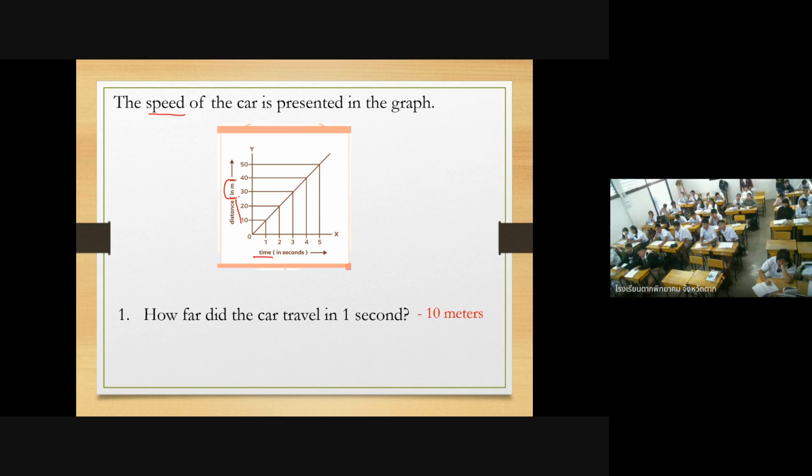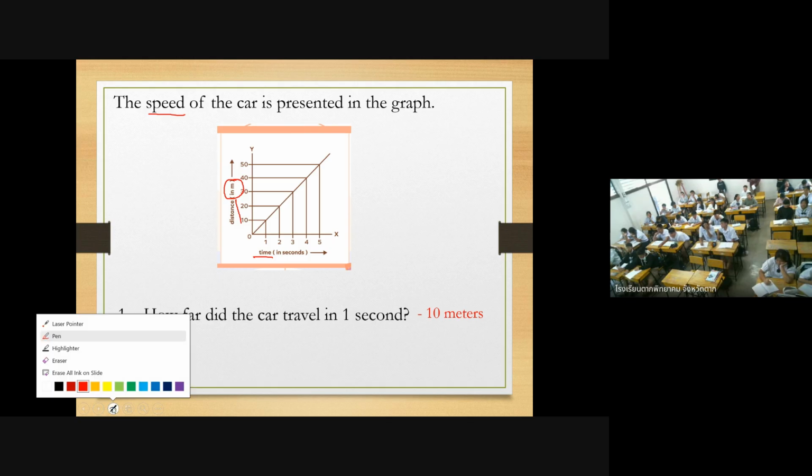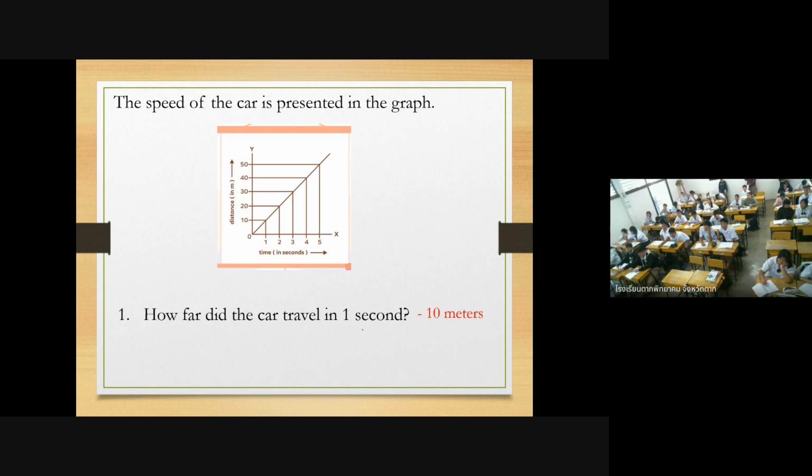If you look here, the distance is being presented in meters. Now, how did we know that this is 10 meters? Again, we're dealing with 1 second. This is time in seconds. This is 1. As you can see in this graph, if this is 1 second, this is the distance. And that distance is 10 meters. Again, there is a connection between the time and the distance that the car traveled.